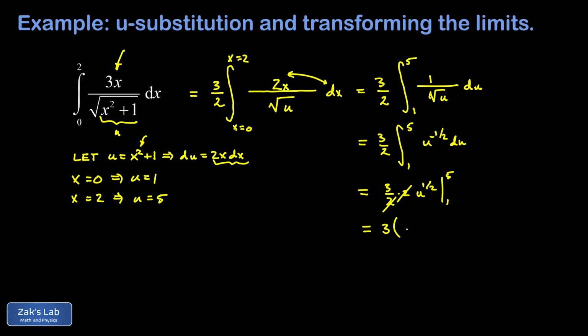So plugging in the upper and lower limits, I end up with a 3 times the quantity 5 to the 1/2. That's just square root 5. It's probably nicer to write it that way. Minus 1 to the 1/2. That's the square root of 1, but that's just 1. So that's a fine way to write the final answer, and we're done.